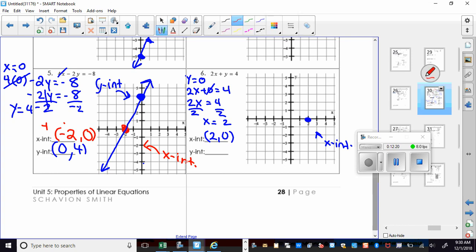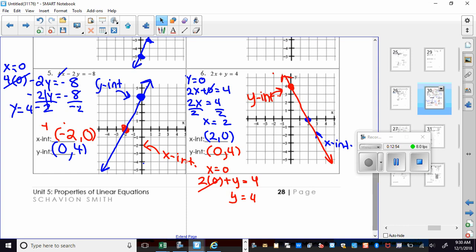For the y-intercept, I have x equaling 0, right? And so that means 2 times 0 plus y equals 4. This goes away, and y equals 4. Y-intercept is (0, 4). So go up here, create my point, and then I create my line going through the 2 points. And this is my y-intercept that I'm labeling. Okay, moving on.